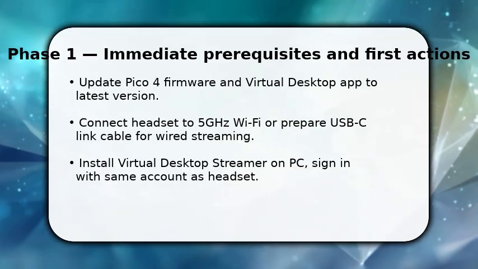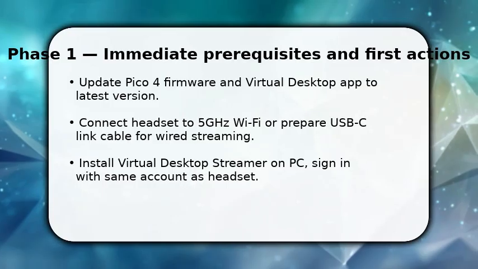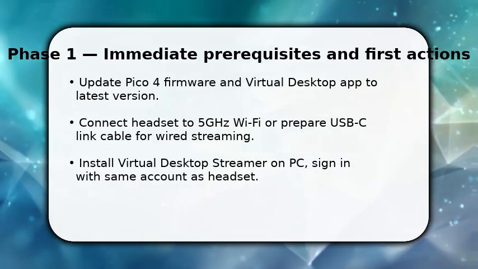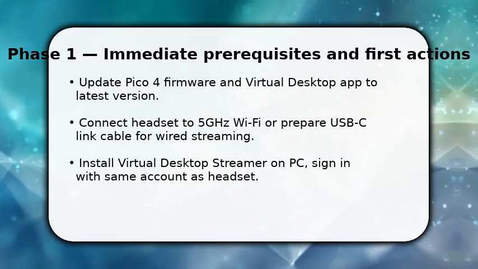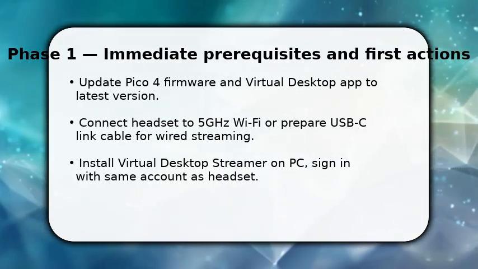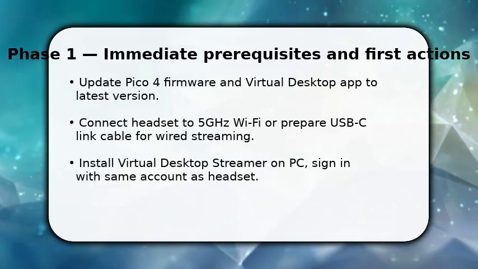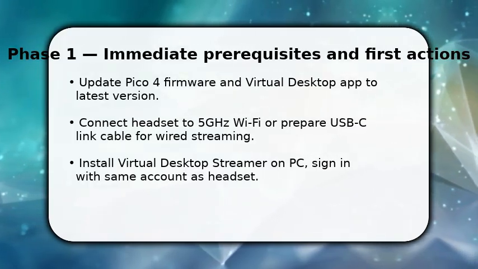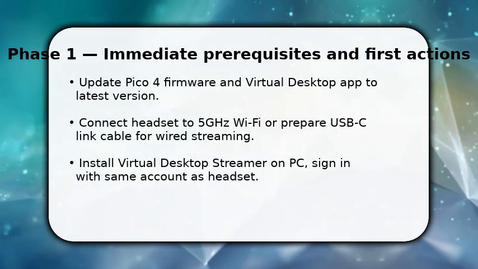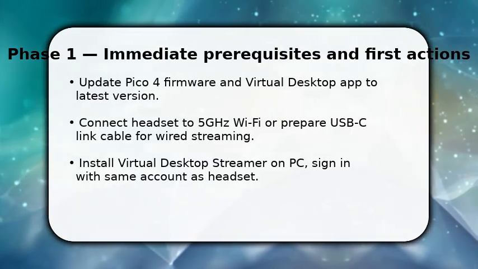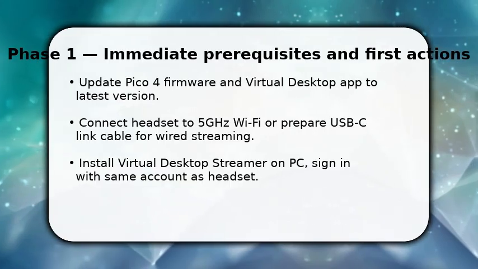You start by updating both the Pico 4 and Virtual Desktop app so you avoid compatibility problems. Once done, connect the headset to a stable 5 GHz Wi-Fi network or plug a USB-C link cable for wired streaming. Wired lowers latency. Next, install and run Virtual Desktop Streamer on your PC and sign in with the same account you use on the headset. This authenticates and initiates pairing.